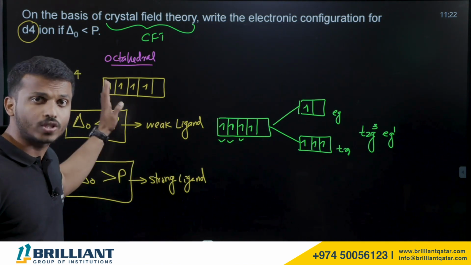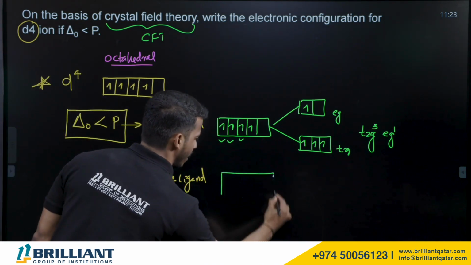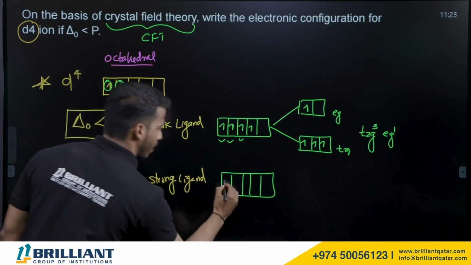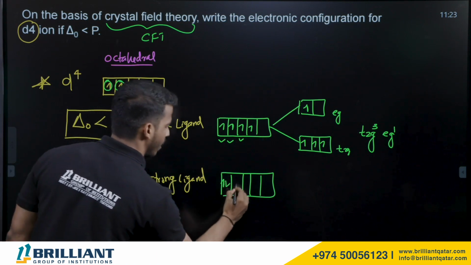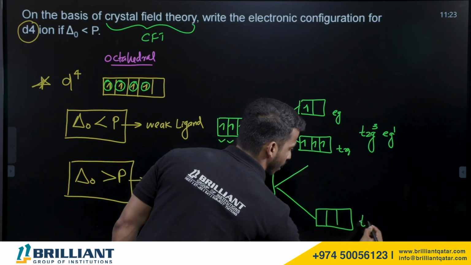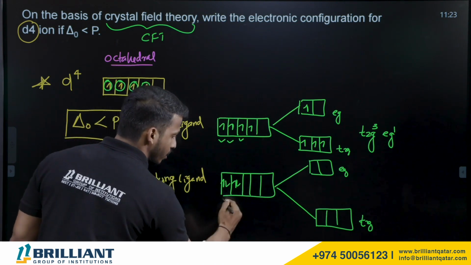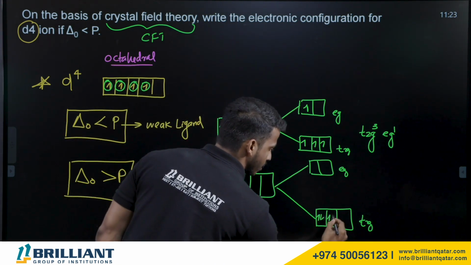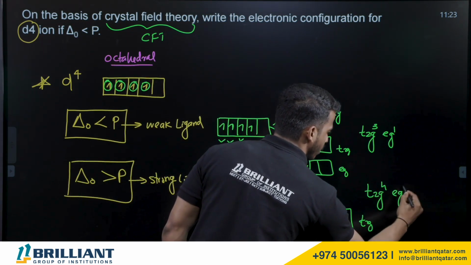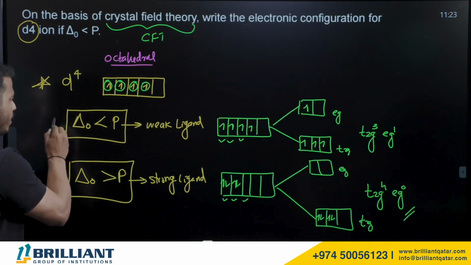The same system, d4 system, but with a strong ligand. What happened here, all of you? If there is a strong ligand, these 4 electrons undergo pairing. So these 2 electrons get paired, these 2 electrons get paired. This is the situation. And they will split into T2G below, 3 orbitals, and here we have EG. Dear all, T2G is the first 3 orbitals, the electrons are like this, and no electron in EG. So T2G contains a total of 4 electrons, EG contains 0 electrons. T2G 4, EG 0. So this is the main point here.